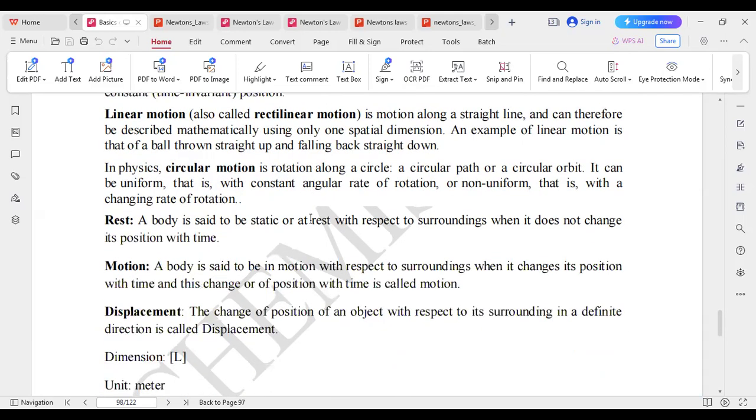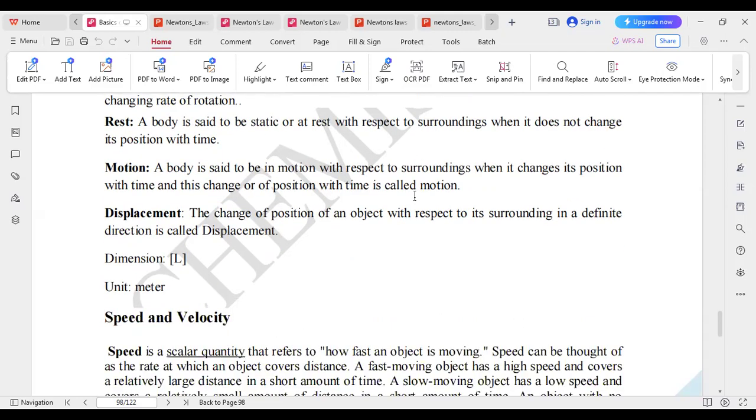Now, what is linear motion? Also called rectilinear motion, it is motion along a straight line and can therefore be described mathematically using only one spatial dimension. For example, a linear motion is that of a ball thrown straight up and falling back straight down. In physics, circular motion is rotation along a circle or a circular path or orbit. It can be uniform, with a constant angular rate, or non-uniform, with a changing rate of rotation.